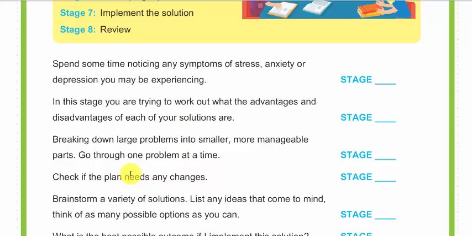The next one says, check if the plan needs any changes.